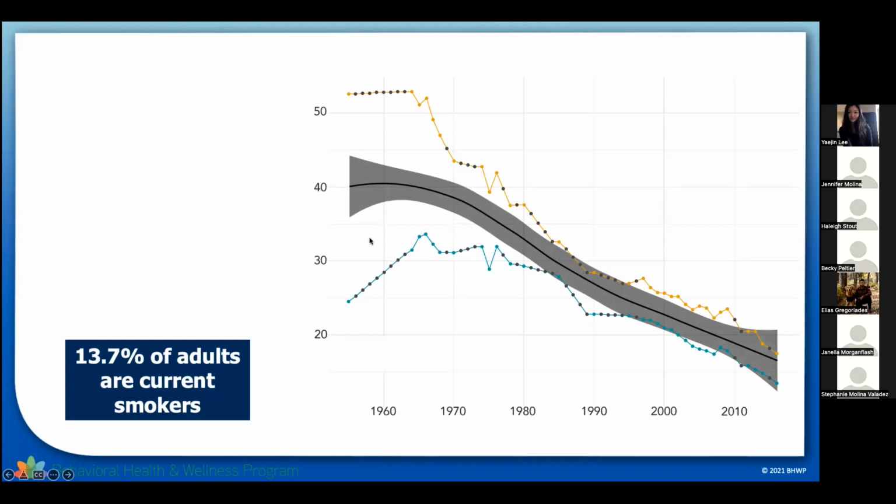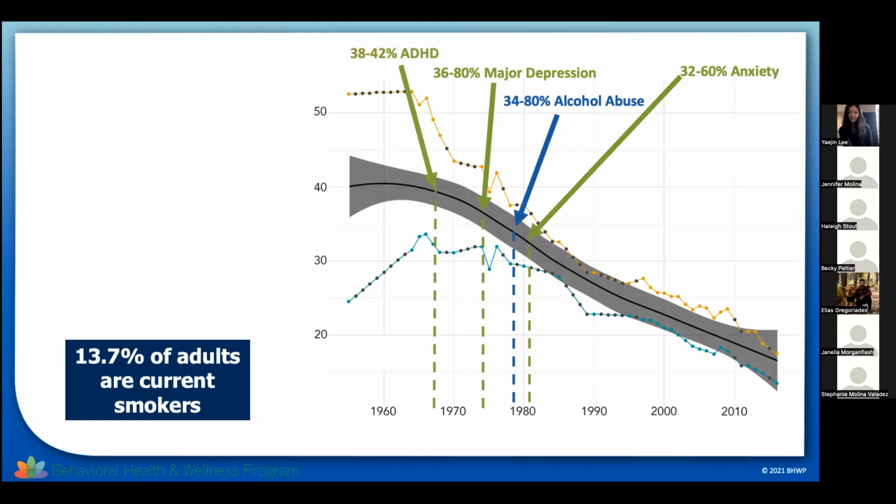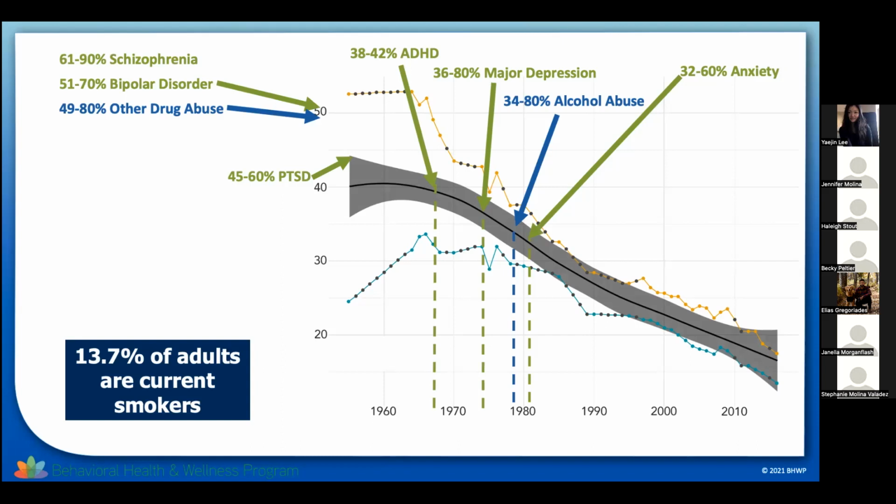I use this graph here to suggest that our policies have, in fact, left behavioral health populations backward in time. You can see here that while only 13.7% of adults in the general population smoke, between 32 and 62% of individuals with anxiety smoke, effectively leaving them in 1981. Between 34% and 80% of individuals suffering from alcohol use disorder also smoke, leaving them in 1979. And there are comparable figures there for depression, ADHD, PTSD, other drugs of abuse, bipolar disorder, and schizophrenia.